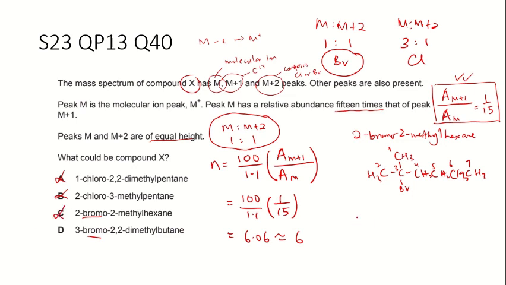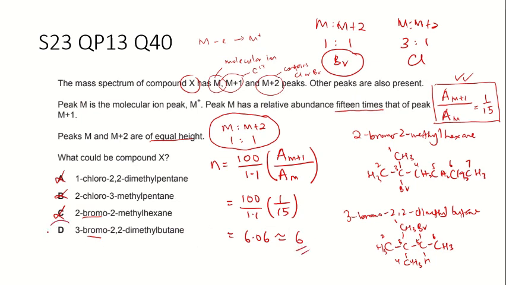Now let's draw the structure of D, 3-bromo-2,2-dimethylbutane. Butane, 4 carbons. 2,2-dimethyl, so carbon number 2 has 2 methyl groups. And carbon number 3 has a bromine. Total number of carbons: 1, 2, 3, 4, 5, 6. So these 6 match the number of carbons that we calculated. So the answer to this question will be D.